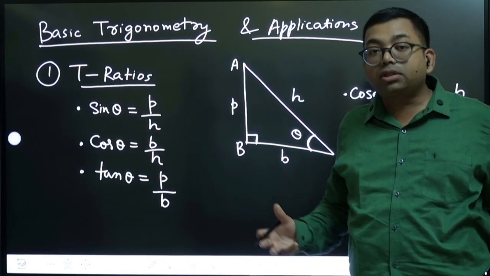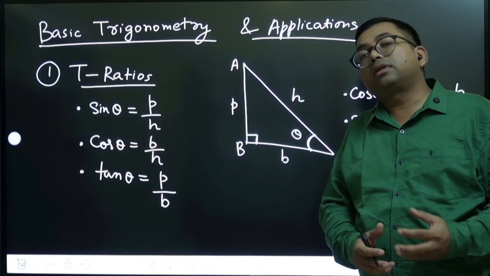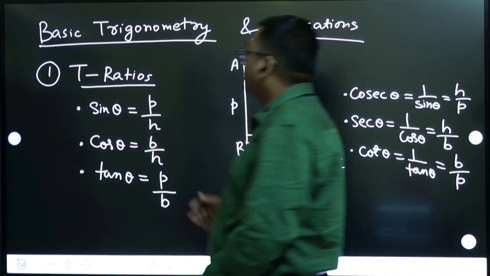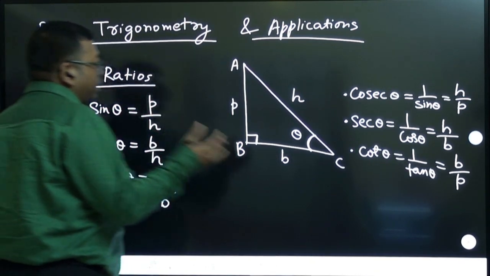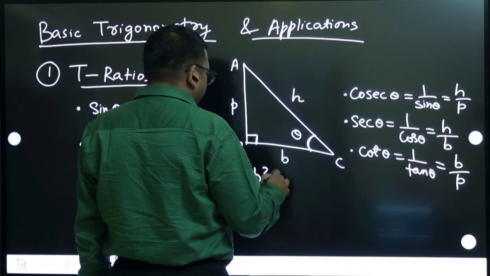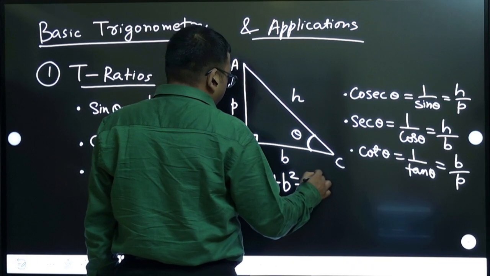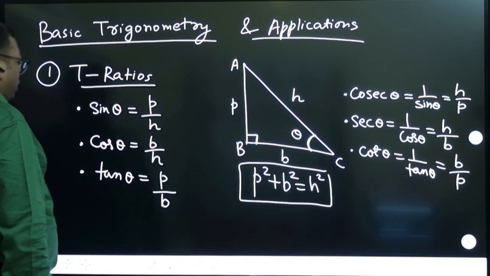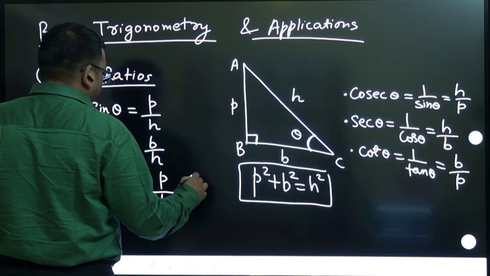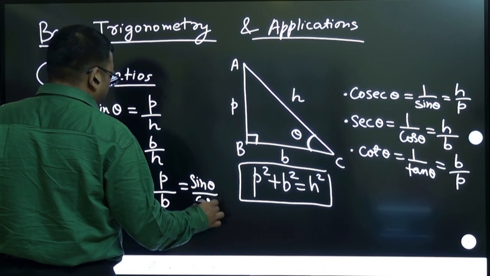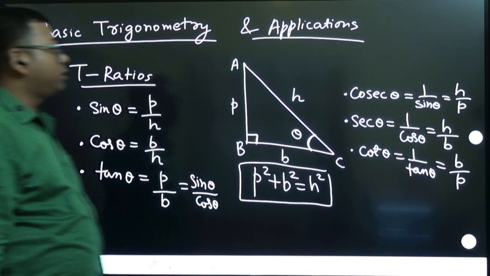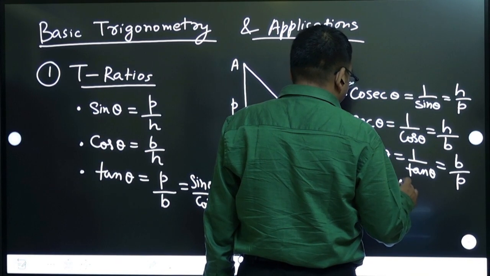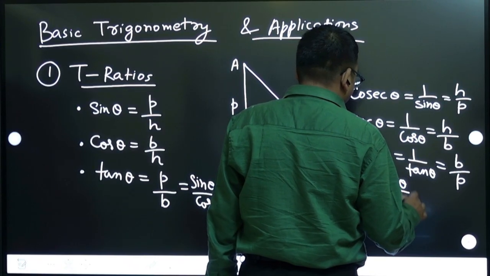And what is the application? Lots and lots of applications are there in physics. Starting from the beginning, we will focus on applications. So first of all, this is a right triangle, so p square plus b square is equal to h square. This is the Pythagoras theorem that we already know. And tan theta is also sine by cos. So cot theta we can also write as cos theta by sine theta. It is the reciprocal of tan.